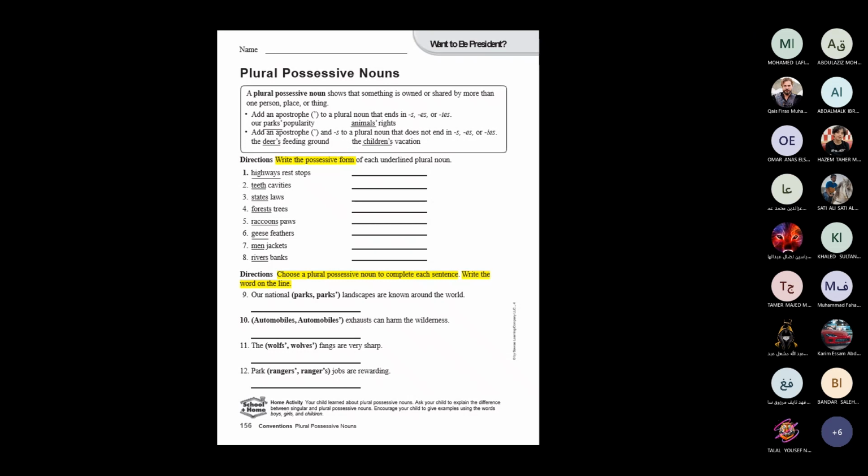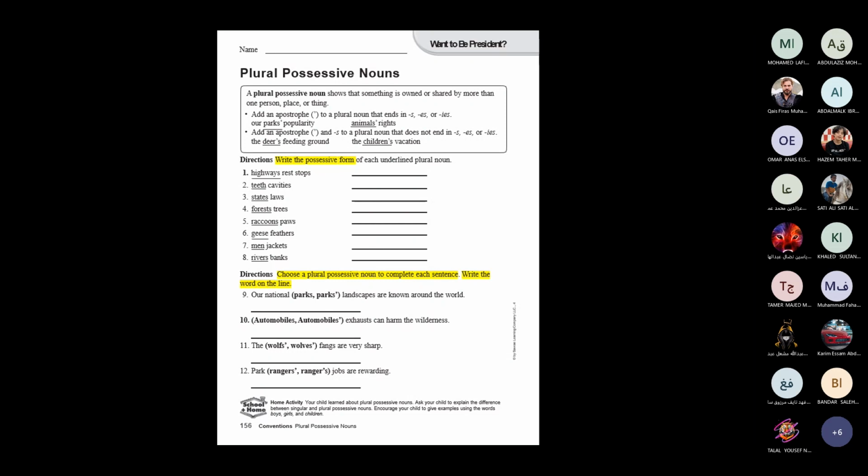Yes, number 13, yes. Page 173. Page 173, number 13, is wrong. Okay? It must be like S apostrophe, not apostrophe S. Read the head of the question, please, guys. The head of the question says, write the plural possessive noun, not the singular one. Plural possessive noun. So number 13 must be the second choice, okay? Number 14 must be the first choice, okay? And number 15 must be the second choice. So fix 13 and 14 and 15, okay?